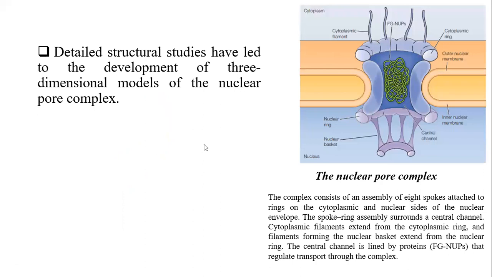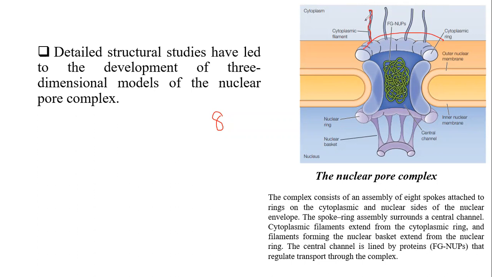Now coming to the detailed structure. Here, as I said, it is made up of 8 subunits. Here we have taken half, that is 4, okay? This is like the transverse section of the protein. Now, these are your cytoplasmic filaments. These filaments help in interactions with proteins, like importin and exportin, right? So they help them bind there.